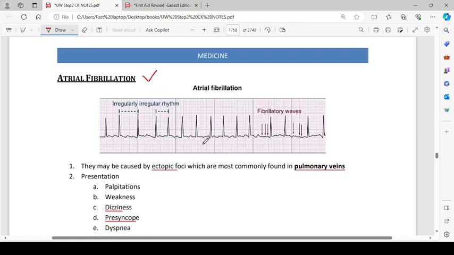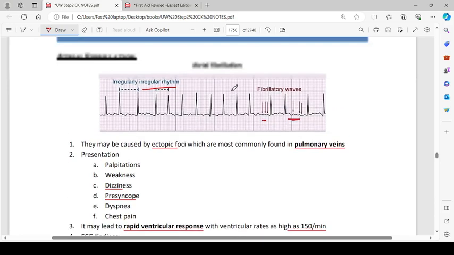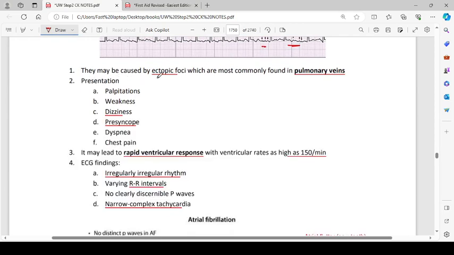So here you can see that you cannot identify a single P wave. There are fibrillatory waves for sure, but not a distinct P wave, and there is an irregular rhythm. Atrial fibrillation may be caused by ectopic foci, which are most commonly found in the pulmonary veins. Suppose this is the heart, right heart, left heart. The pulmonary veins are entering over here into the left atrium. The most important site for the development of ectopic foci, which can precipitate atrial fibrillation, is the ostia of the pulmonary veins.